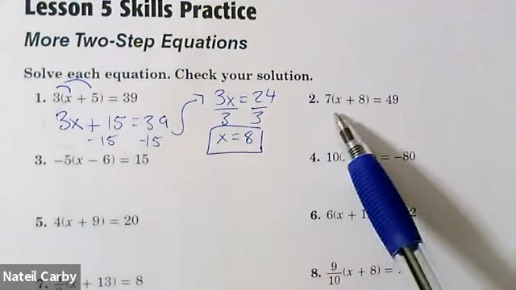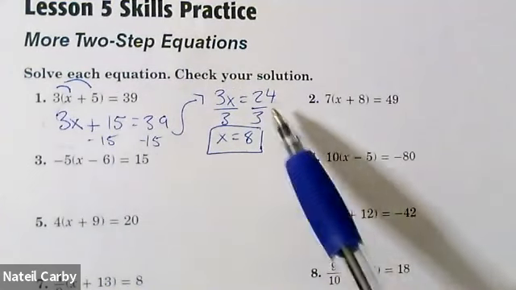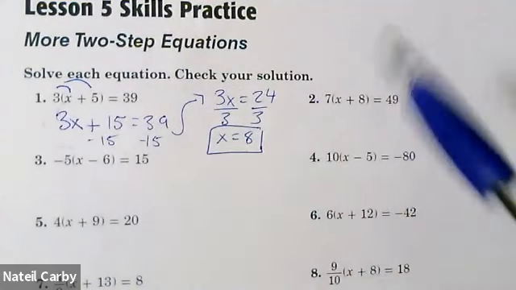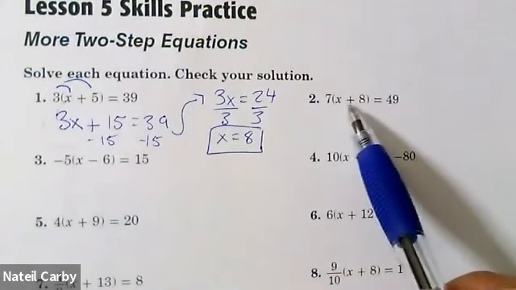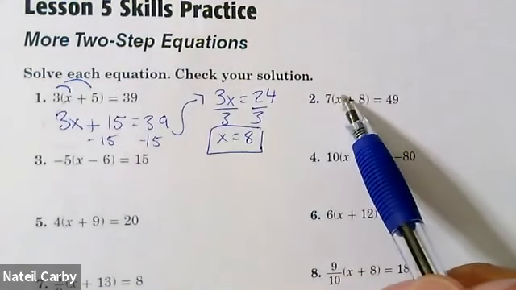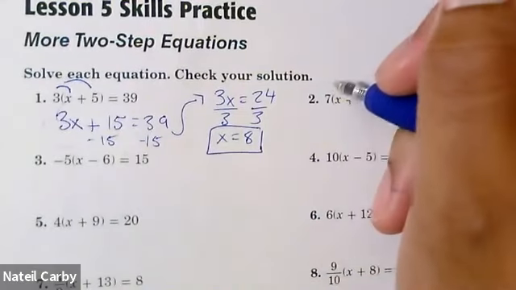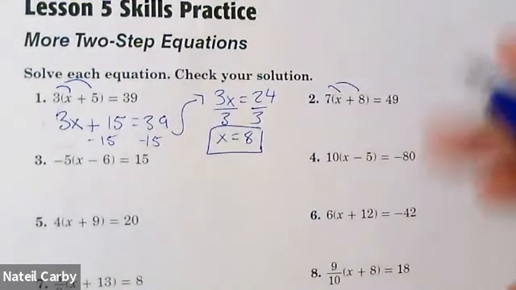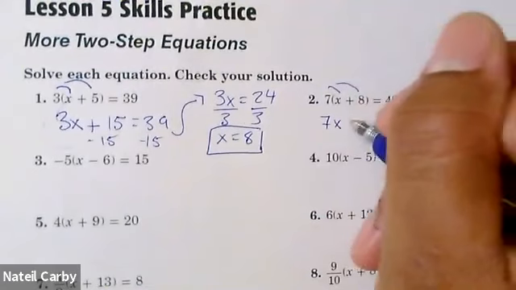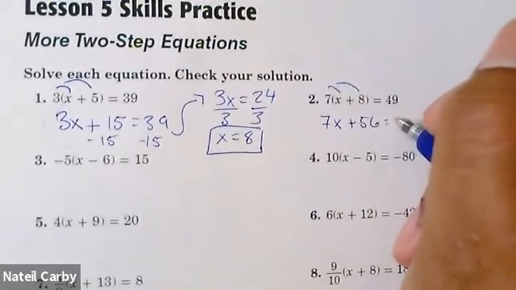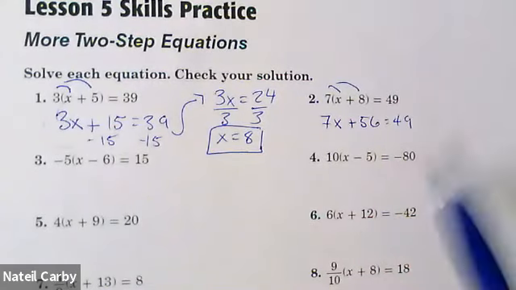Okay. Let's move on to number 2. Number 2 is in the same vein as number 1, right? So again, x plus 8, you can't do anything with that. So you have to distribute. So we do 7 times x and 7 times 8. We get 7x plus 56 equals 49.